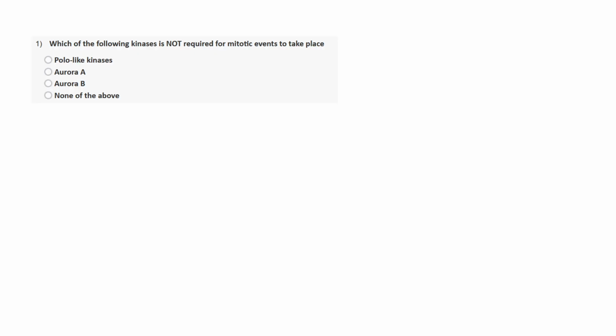So this is the first question. We will be solving some questions, okay? Model, some example question. Which of the following kinase is not required for mitotic event to take place? There are three options: Polo-like kinase, Aurora A, Aurora B, and none of the above. So you need to answer which is the correct option. You can turn on your microphone and answer.